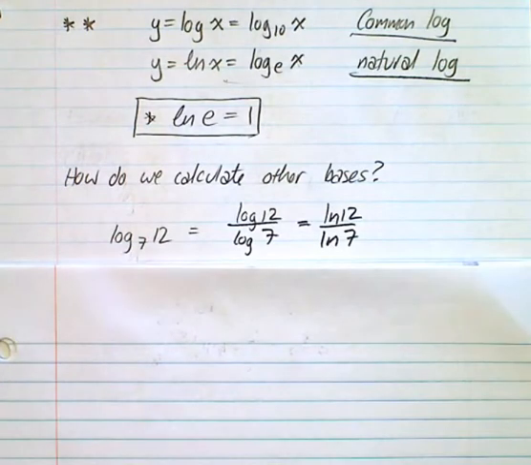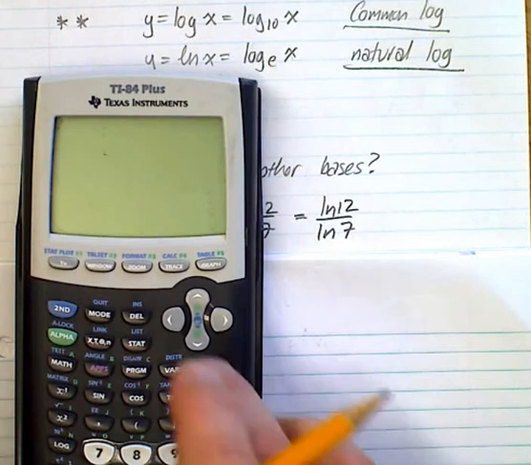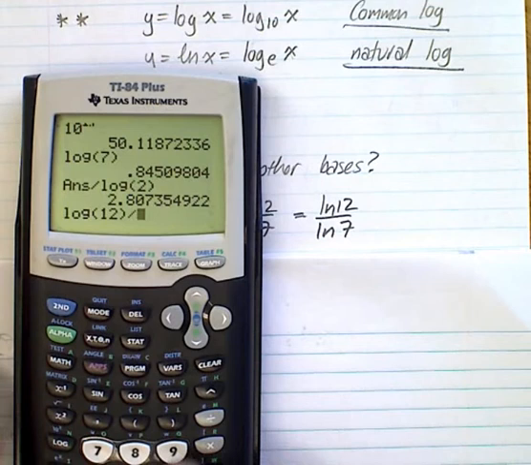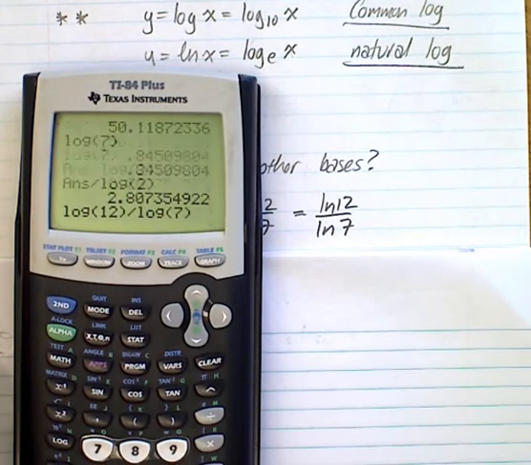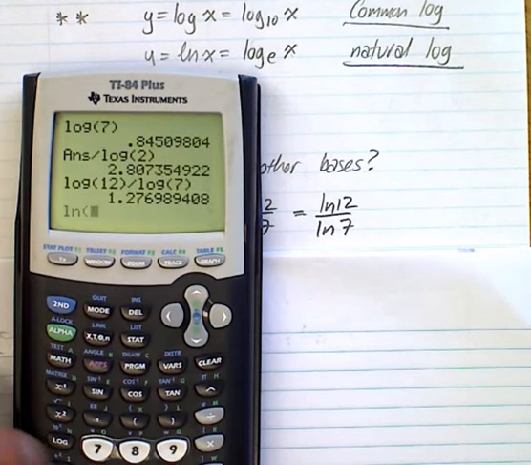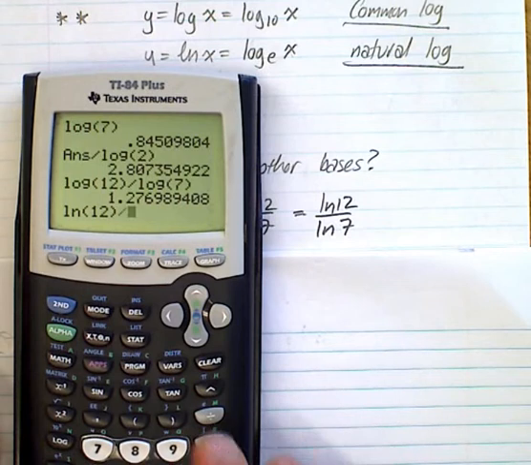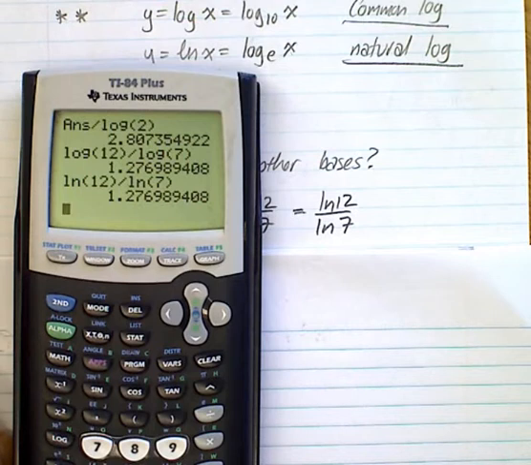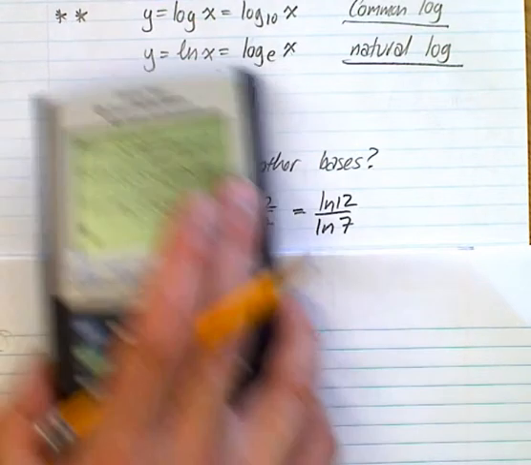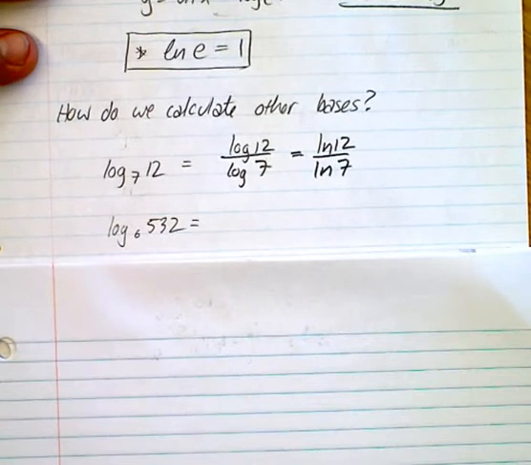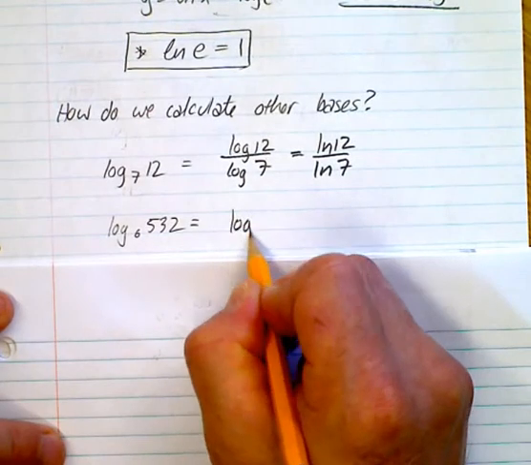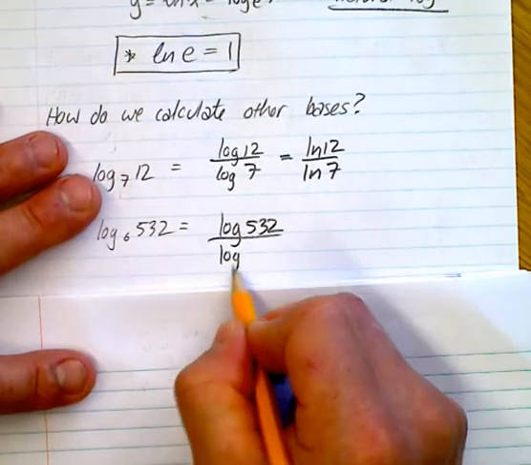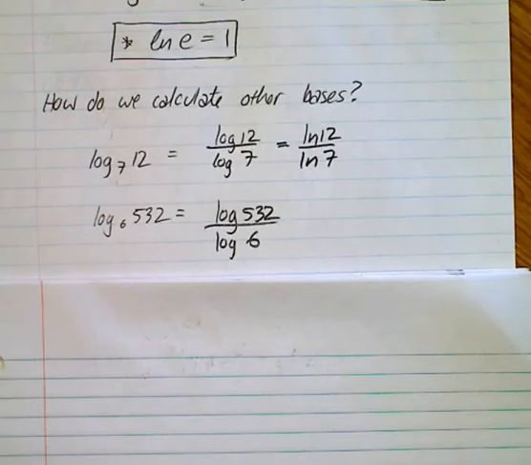Regardless, watch this. Okay, let's turn it on. We're going to go log 12 divided by log 7. Boom, there we go. I'm going to go ln 12 divided by ln 7. Boom, you get exactly the same answer. So it doesn't even matter which one you use, but that's basically it. This one, same thing, no big deal. Log base 10 of 32 over log base 10 of 6, and you just do the division. No big deal. Okay.